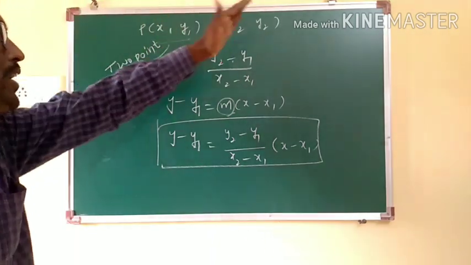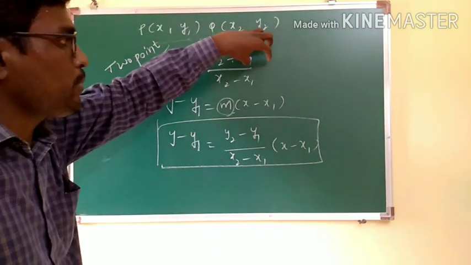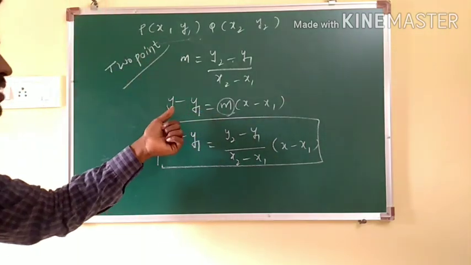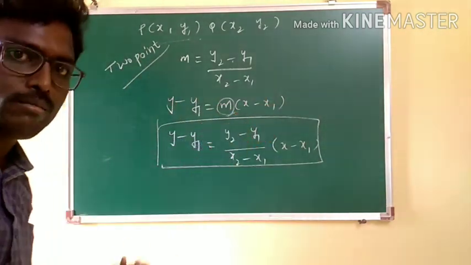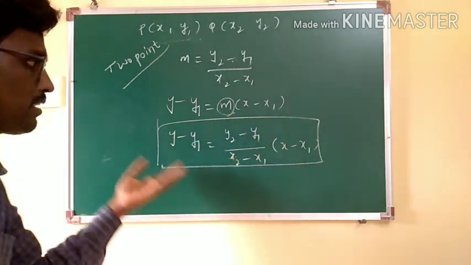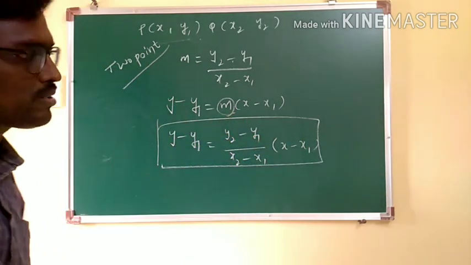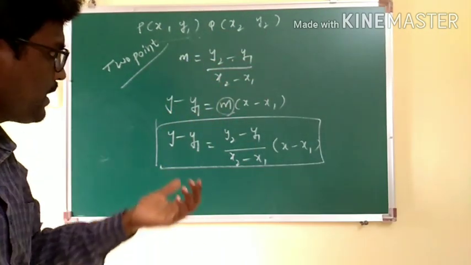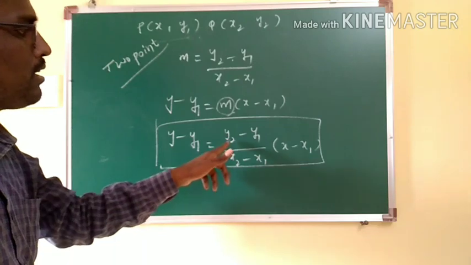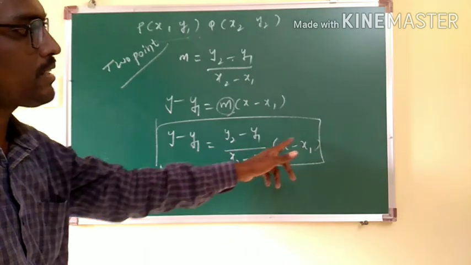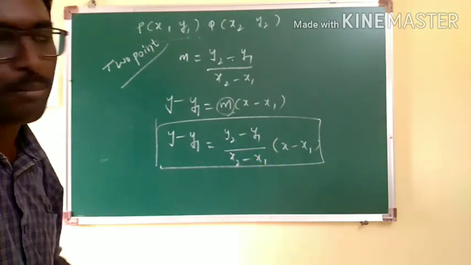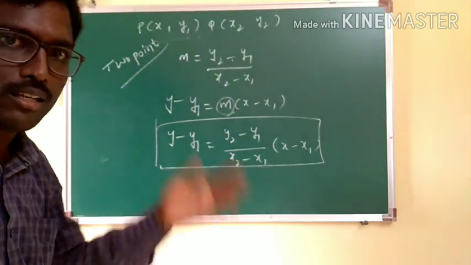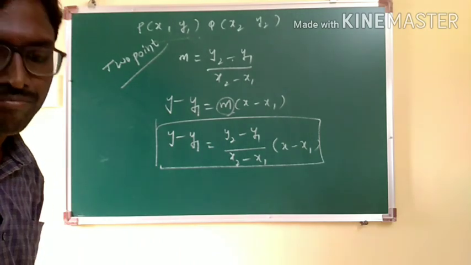When you are given 2 points, you will find its slope by (y2 minus y1) by (x2 minus x1), and you will substitute in the previous formula, that is y minus y1 is equal to m into (x minus x1), so that you will be getting this particular result. Now you may raise a doubt, sir. Here instead of taking x1, y1, if I take x2, y2, no issue. You can take y minus y2 is equal to (y2 minus y1) by (x2 minus x1) into (x minus x2). You will be getting the same output, because both the points are passing through the particular line itself. Any point you take, you will get the same equation.